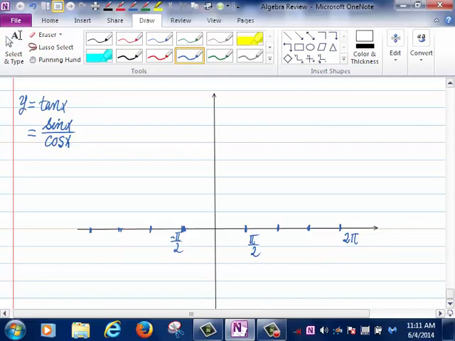Now, when will tangent be zero? Tangent will be zero whenever sine is zero, because sine is in the numerator. So tangent will be zero at multiples of pi. Whenever you have a multiple of pi, tangent will be zero. Now, you have cosine in the denominator, so cosine could be zero. When is cosine zero? Cosine is zero at pi over 2. And so the tangent graph will have a vertical asymptote at pi over 2. Same thing happens at negative pi over 2.